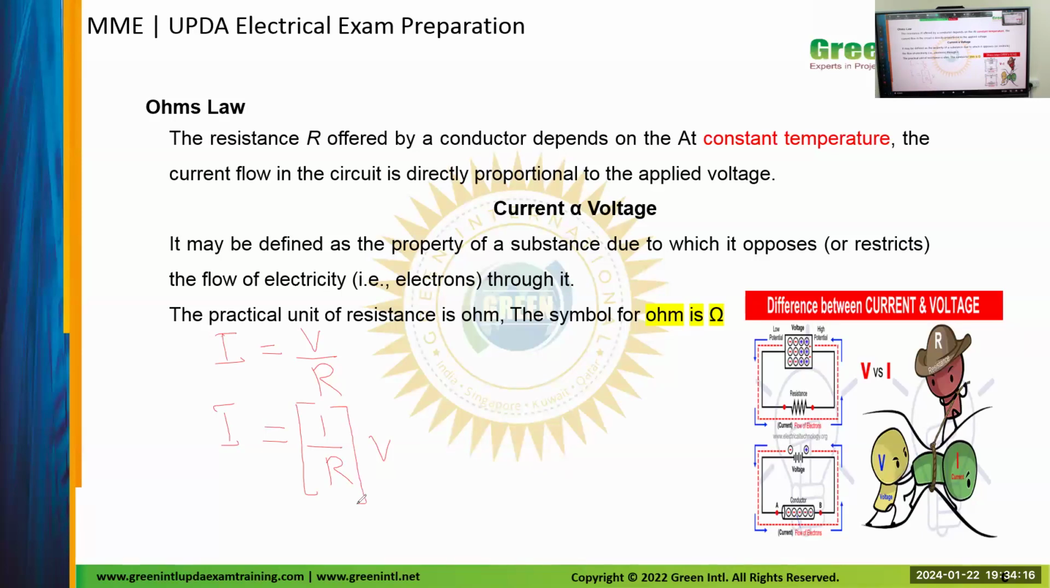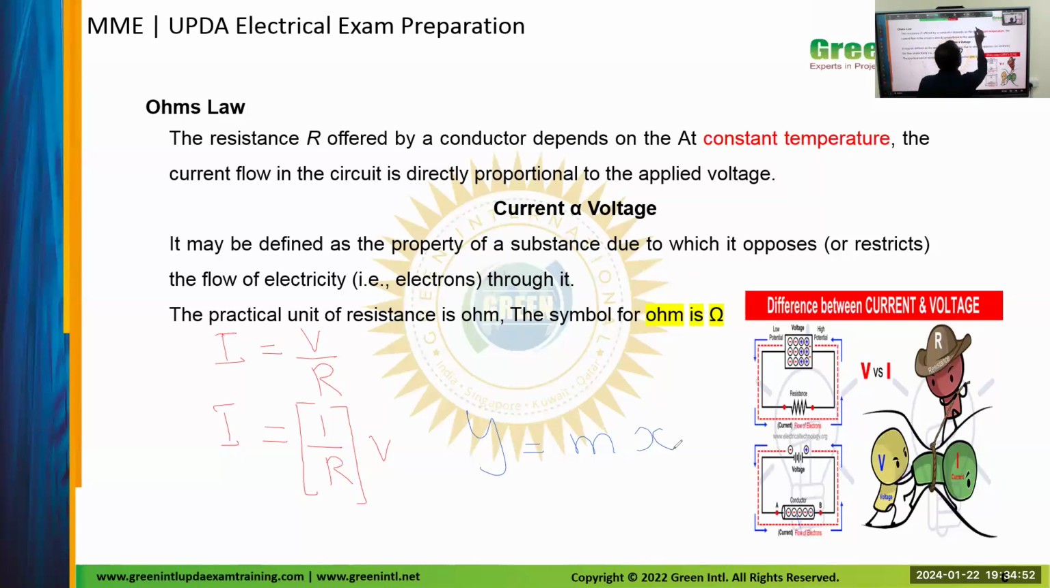I is equal to 1 by R into V. So now, in mathematics, we study Y is equal to mx. See here, these two equations are similar. In mathematics we say Y, in electrical we say current. In mathematics we say X, in electrical we say voltage. In mathematics we say M, slope, and here 1 by R. So from this, Y is equal to mx is the line equation for the line.